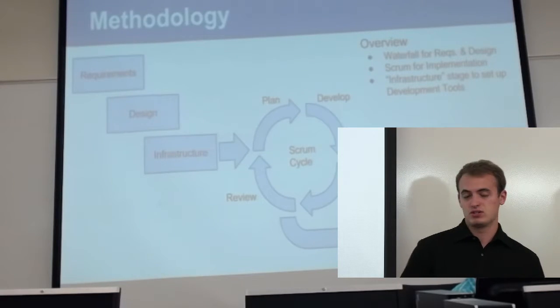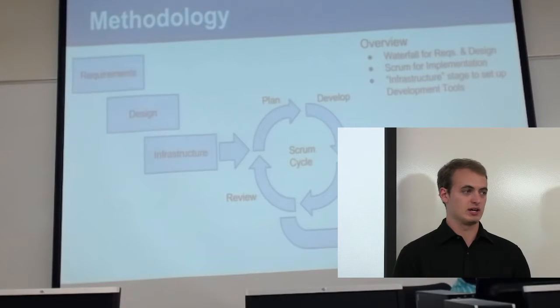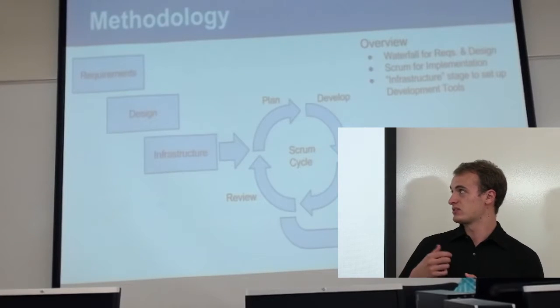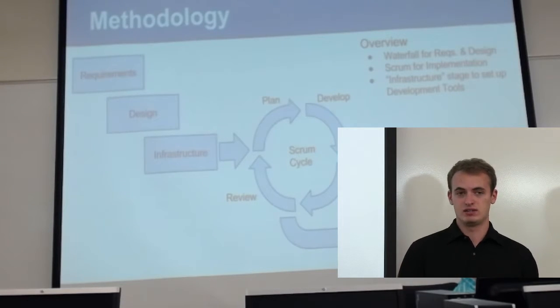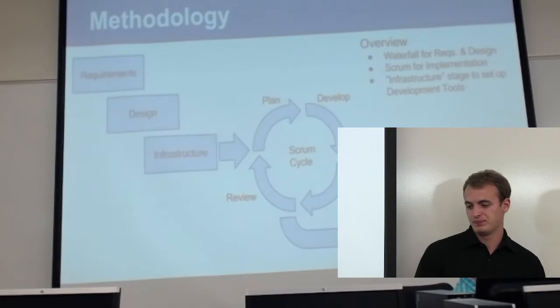Once we got to the Scrum cycle, though, that was our main implementation stage, and it was there that we started working through the tasks that we had broken up our backlog into and got into much more of a traditional Scrum method of deliver and test, review, plan, and then develop. And eventually we were able to deploy.